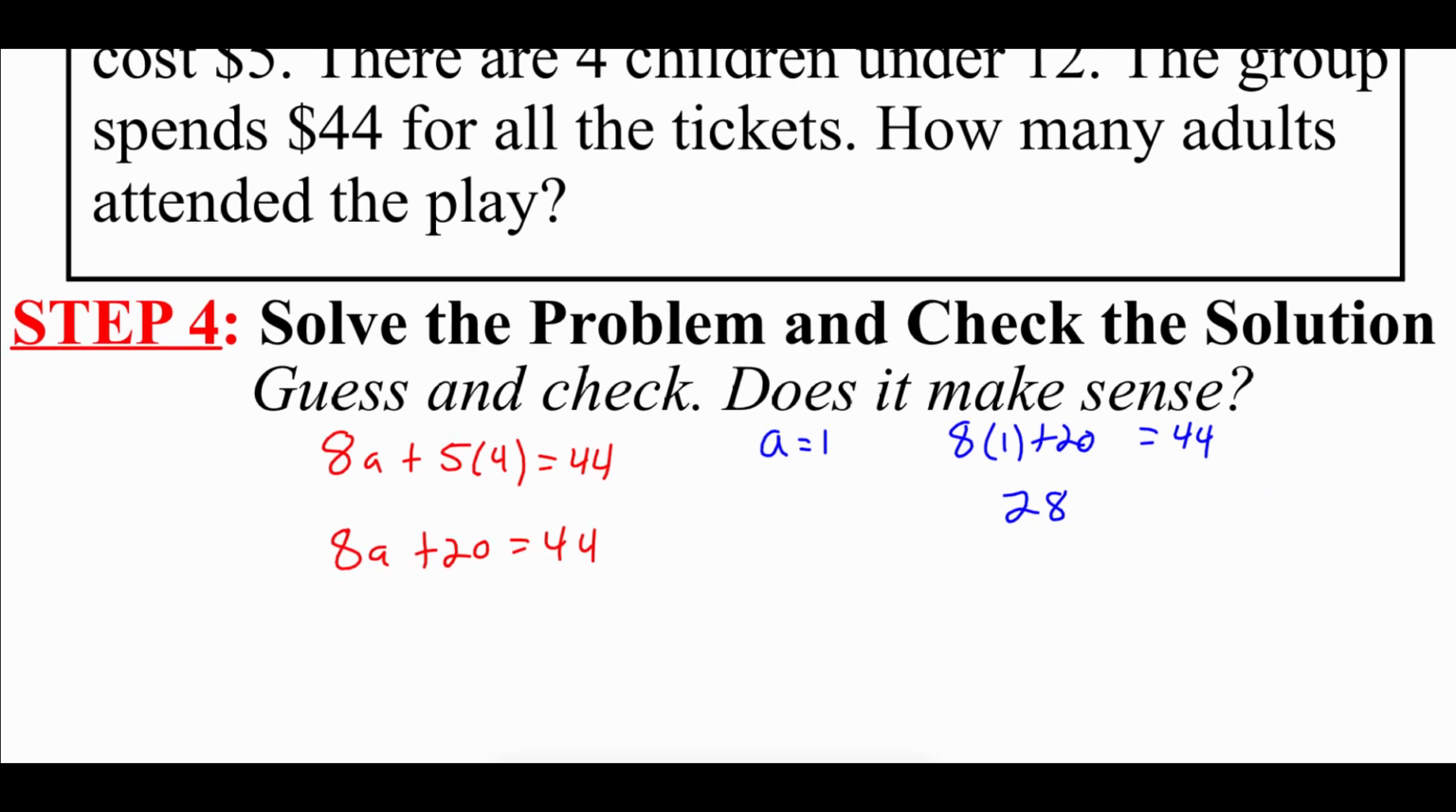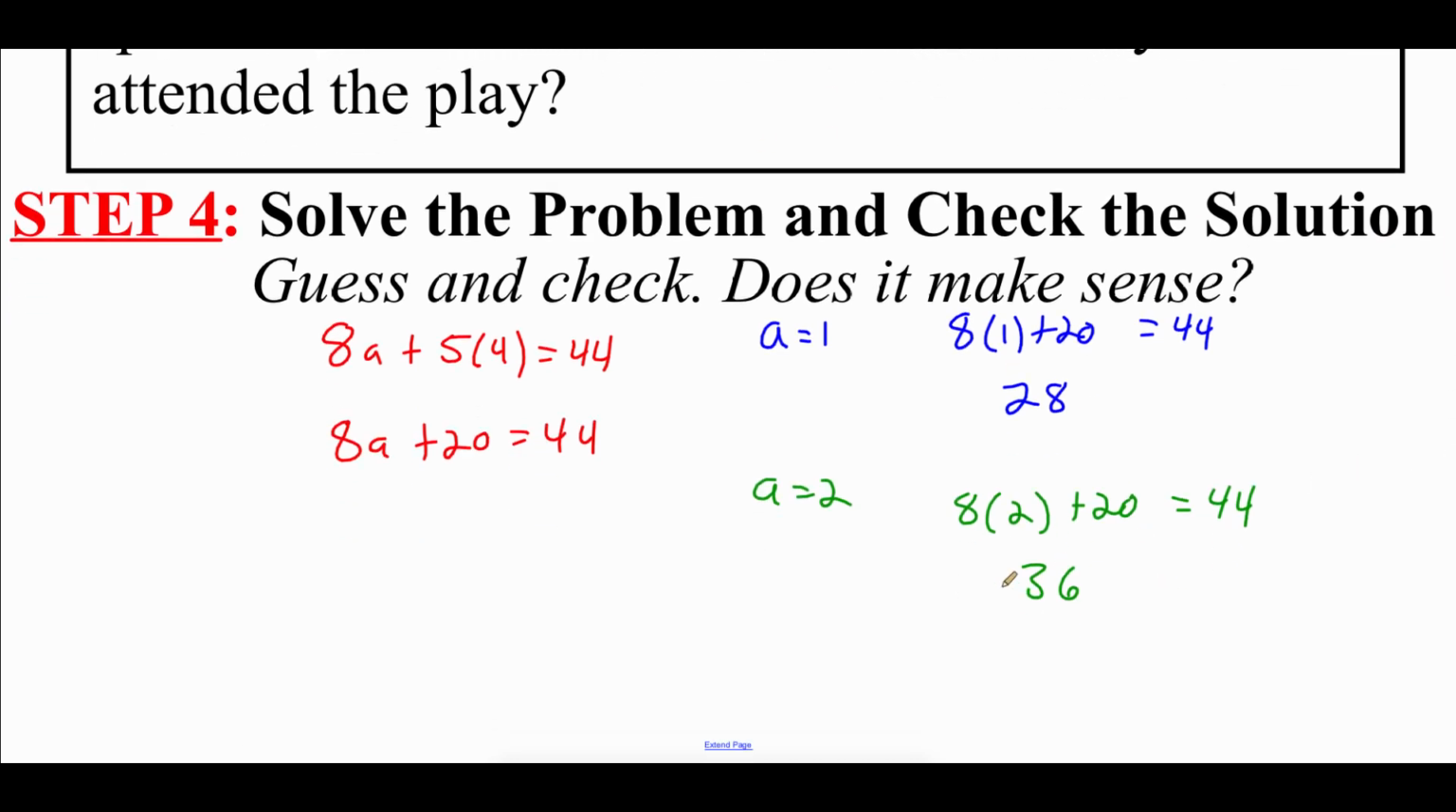So if we try an a value of 2, then we would go 8 times 2 plus 20, and we're hoping that gets us to 44. Well, 8 times 2 is 16, and if I add 20 to 16, we get 36. So we're still just a little bit too small. So the next a value I'm going to test out is an a value of 3.